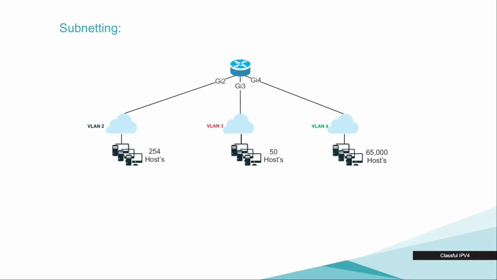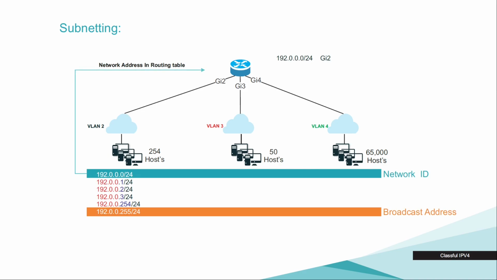Let's take another example in order to understand more about the subnetting and the classful IP address. In our example here, we have one router. The router interface G2 connected to VLAN 2, router interface G3 connected to VLAN 3, router interface G4 connected to VLAN 4. So let's use the classful subnetting in order to assign IP addresses to those VLANs. First, for VLAN 2, we have 254 hosts.